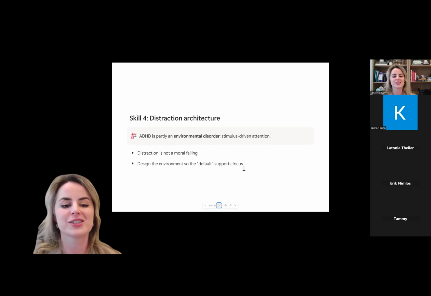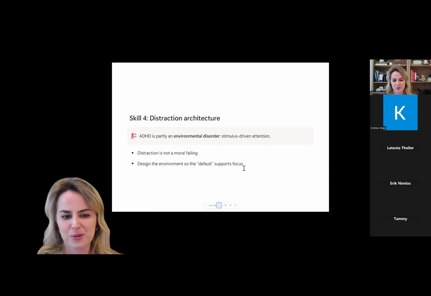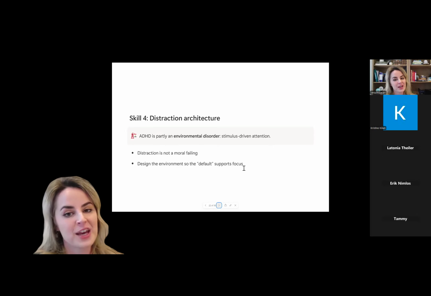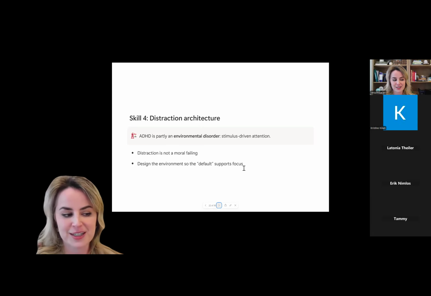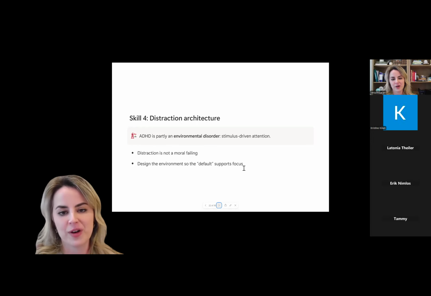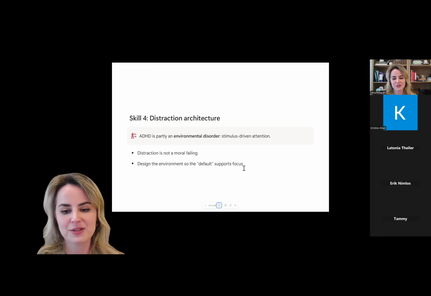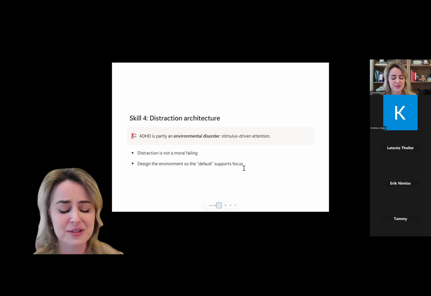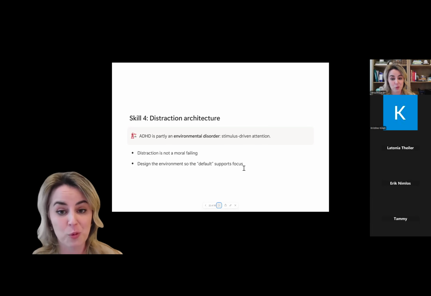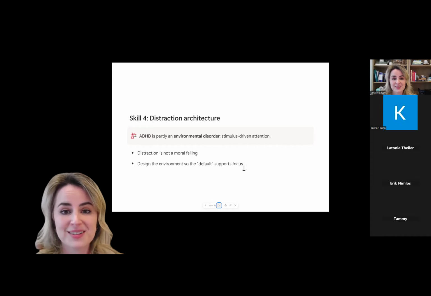Skill number four, distraction architecture. Ooh, what does this mean? Well, if we know that we have ADHD or that we get easily distracted, how about we create our environment so it's conducive for us to be productive, right? If we have a lot of distractions in our office or in our house, and we're trying to do something that takes a lot of mind power and will, don't think of being distracted as a moral failing.